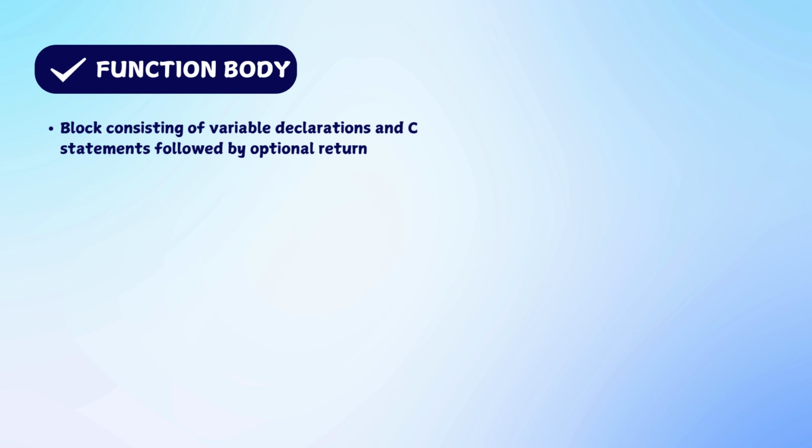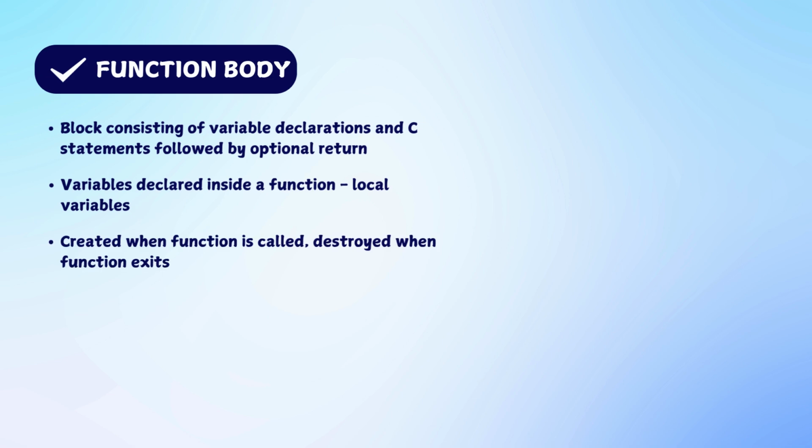Function body. The function body is where the actual logic of the function is implemented. It contains statements and expressions that execute when the function is called. The variables declared inside the function are called local variables. They have existence only in the function in which they are declared. Local variables are created inside the function when it is called and destroyed when the function exits. They are used to store temporary data during the execution of the function.